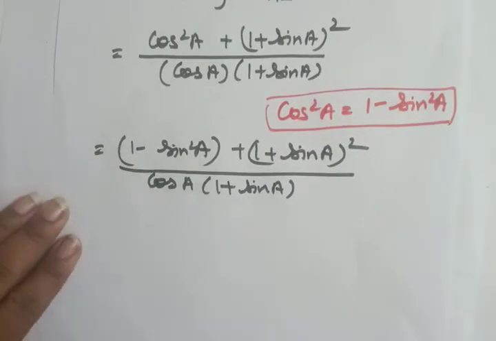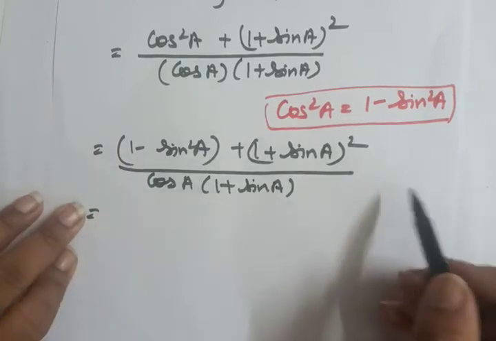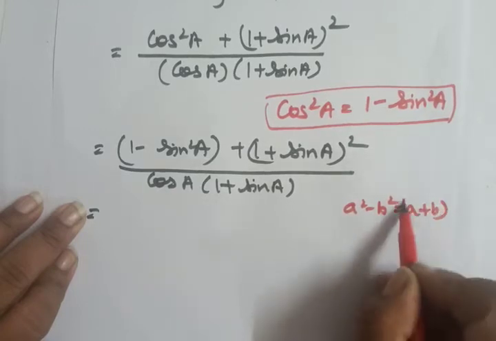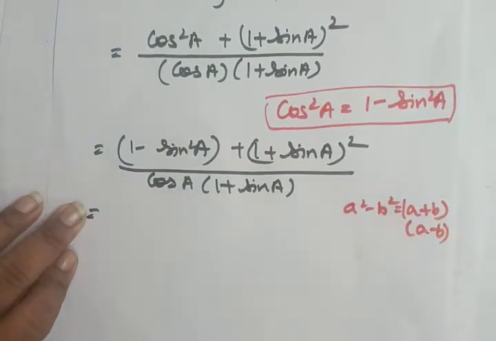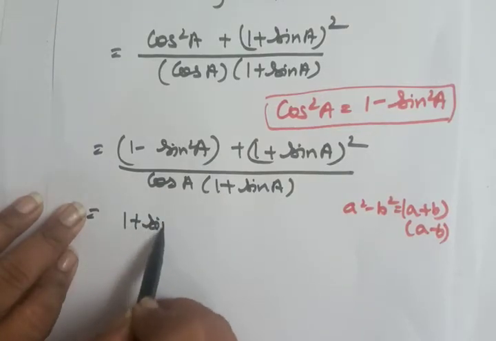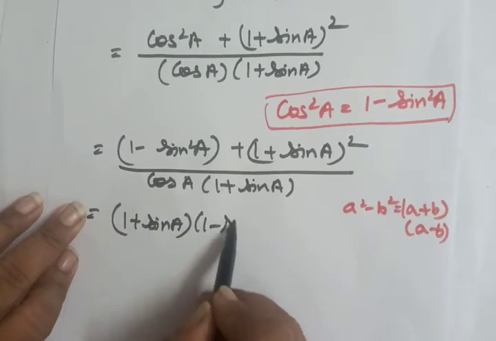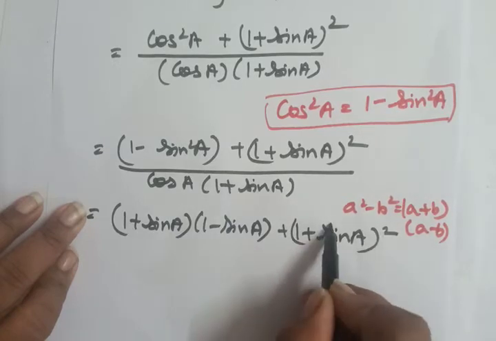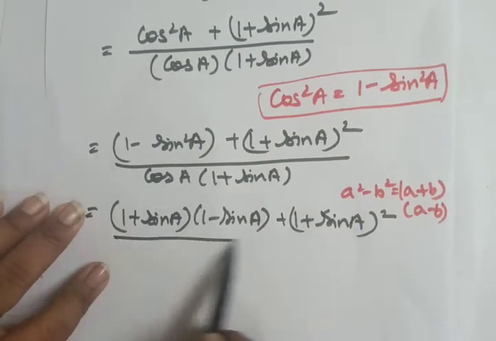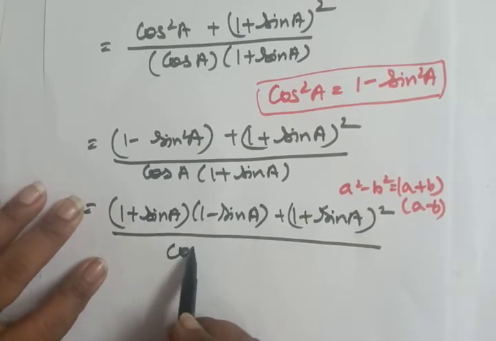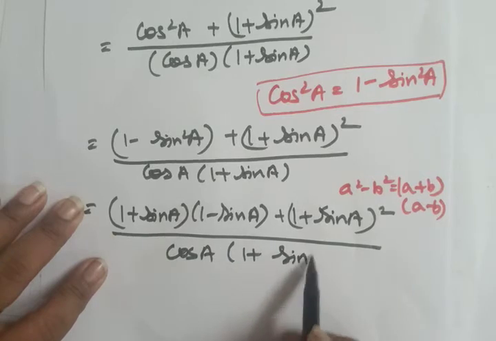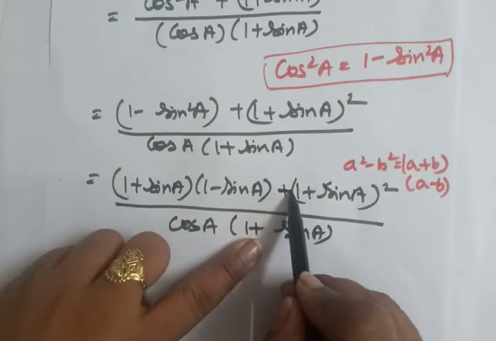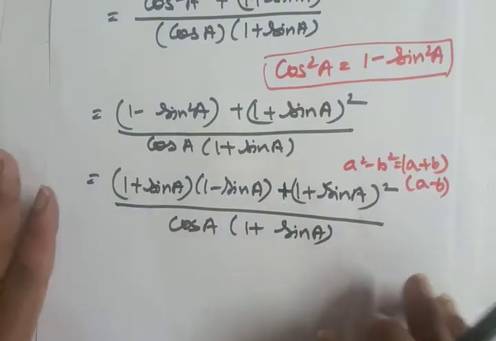So we will do the operation in the numerator only. Again we will use the identity A square minus B square is equal to A plus B into A minus B. So we will write 1 plus sin A into 1 minus sin A plus 1 plus sin A whole square, upon cos A into 1 plus sin A. Clear? Now here, plus and minus divide the expression into terms, while multiplication and division will not convert it into different terms.